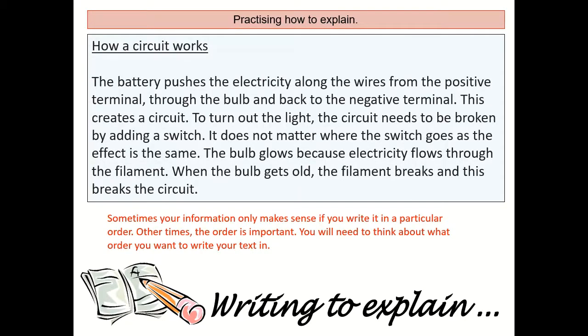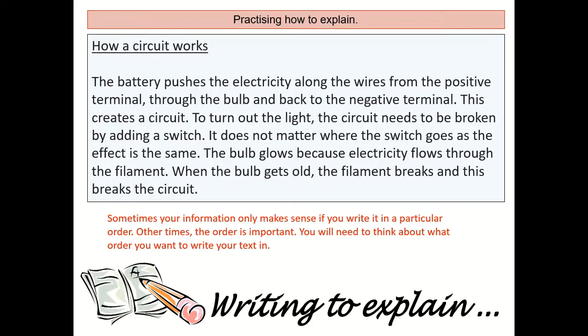How a circuit works. The battery pushes the electricity along the wires from the positive terminal through the bulb and back to the negative terminal. This creates a circuit. To turn out the light, the circuit needs to be broken by adding a switch. It does not matter where the switch goes, as the effect is the same. The bulb glows because electricity flows through the filament. When the bulb gets old, the filament breaks, and this breaks the circuit.